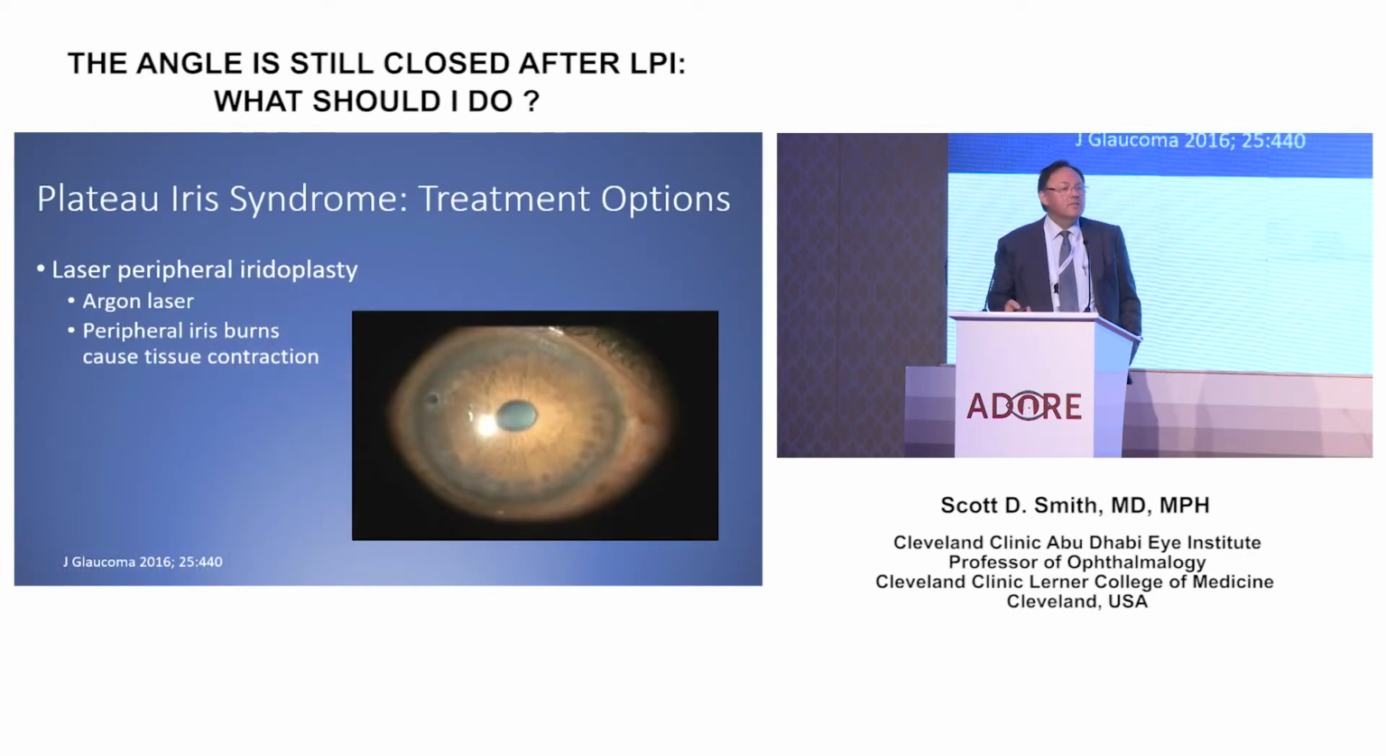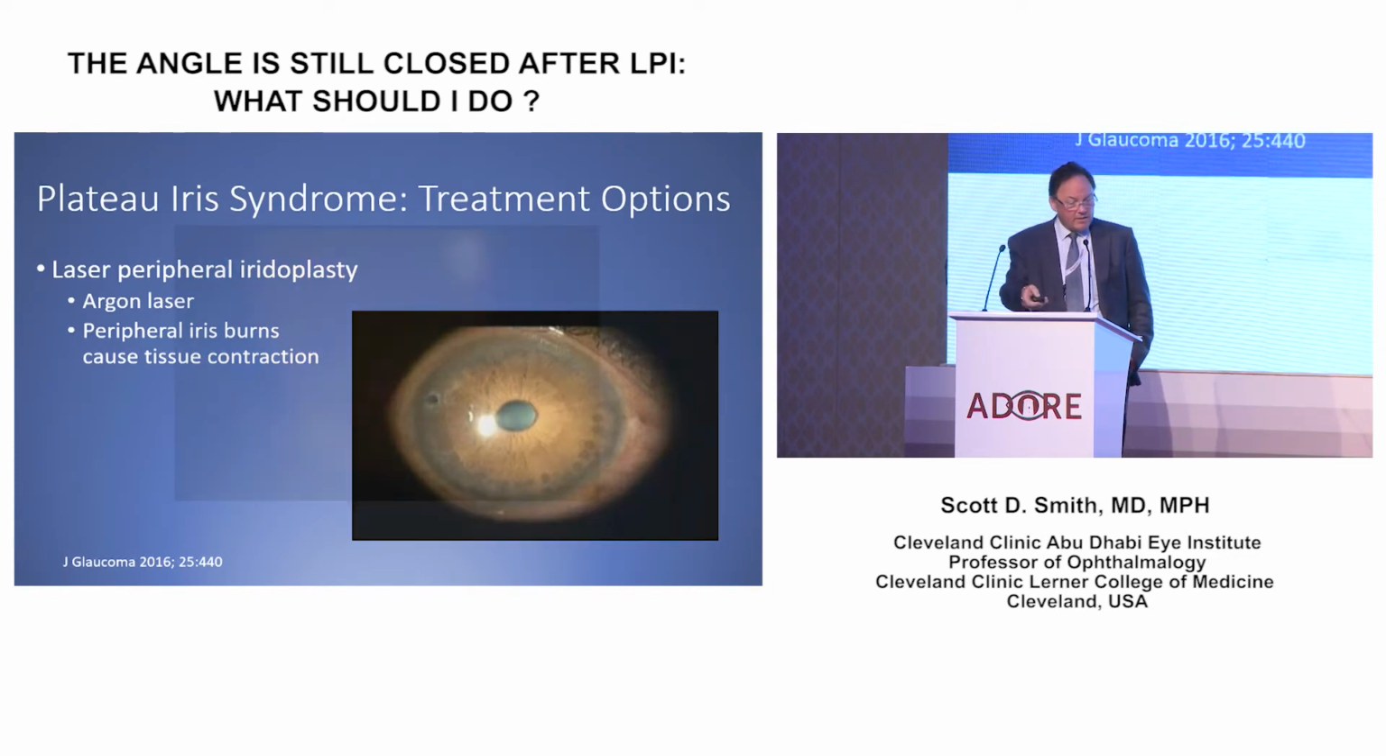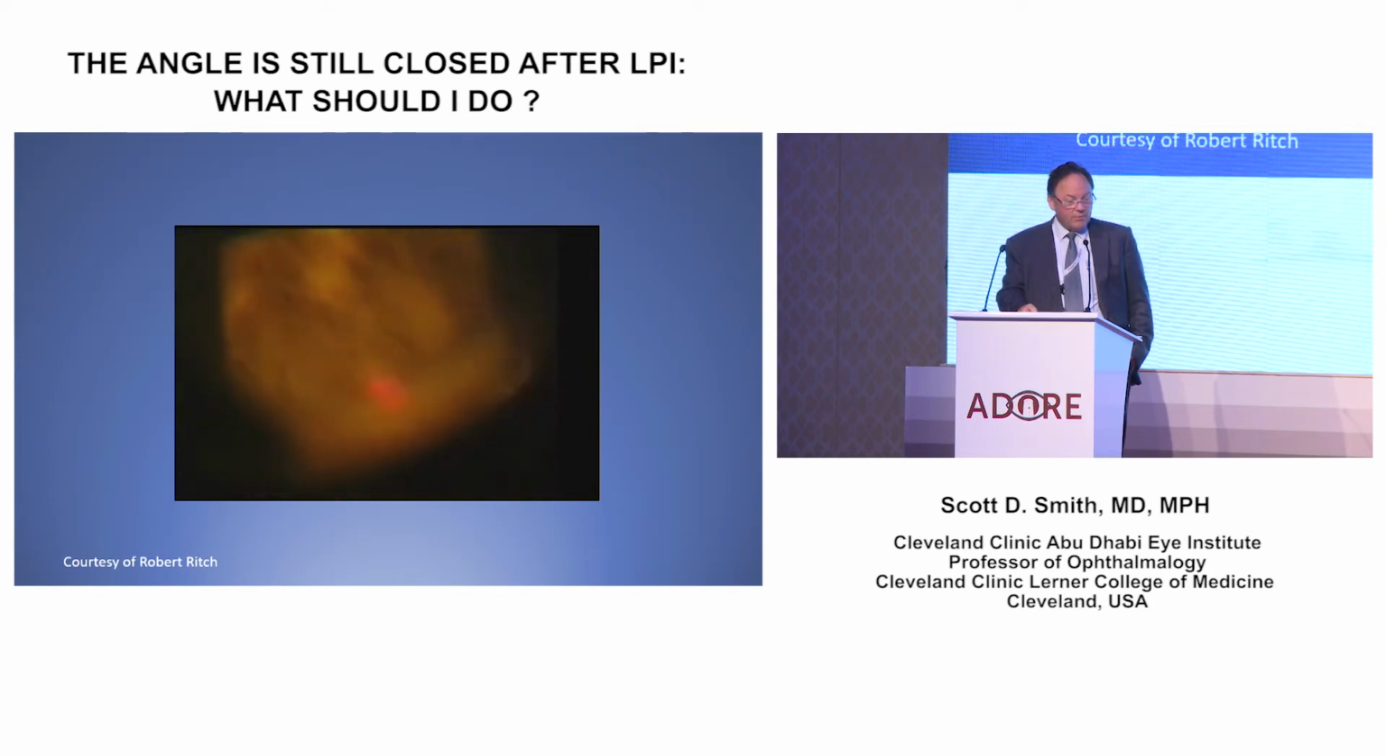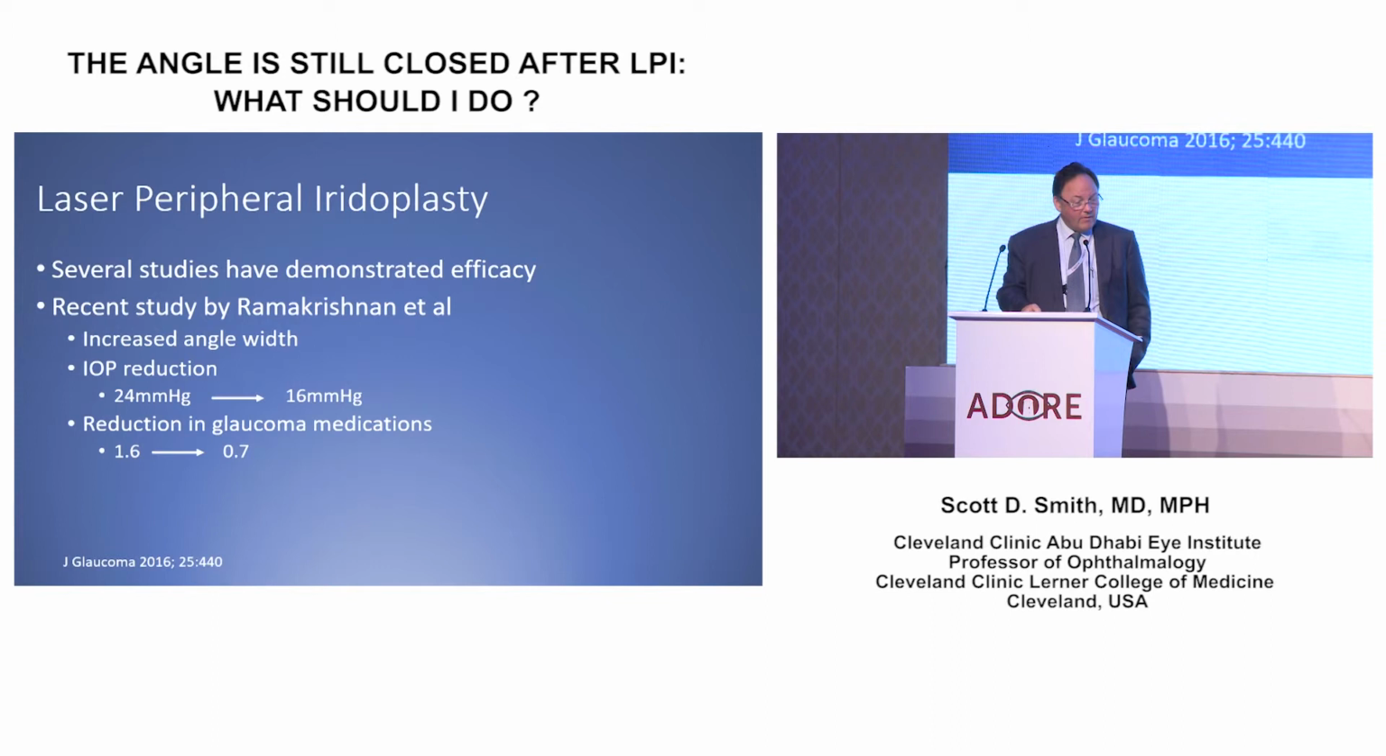Now, what do we do in such a case? We've done an iridotomy, the angle remains closed. Changing the configuration of the peripheral iris is possible with an argon laser, with a procedure called laser peripheral iridoplasty. Peripheral iris burns cause tissue contraction that then can pull the angle open in the periphery. So here's an example. You can see with each burn, the iris contracts, and this can pull the iris from the angle and change its configuration and open up the angle.